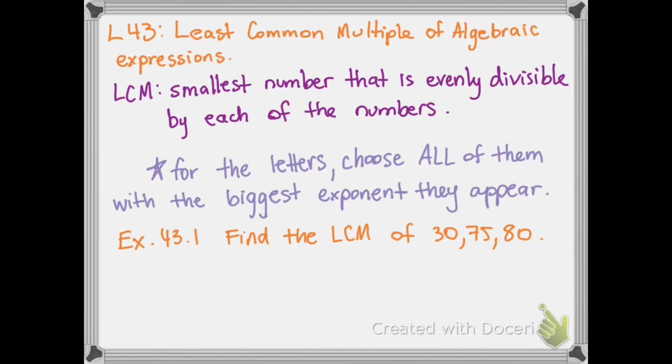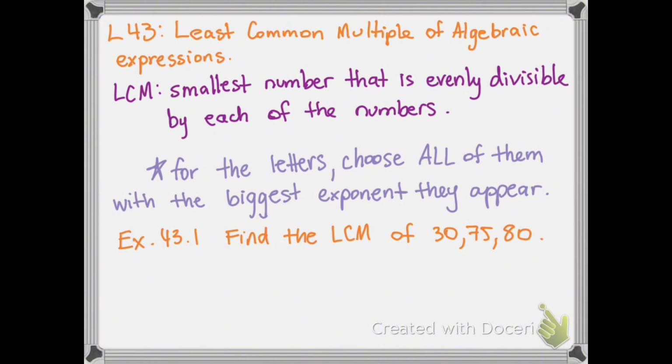Lesson 43, least common multiple of algebraic expressions. The least common multiple is the smallest number that is evenly divisible by each of the numbers. So we're looking for the smallest multiple that is common for several numbers.